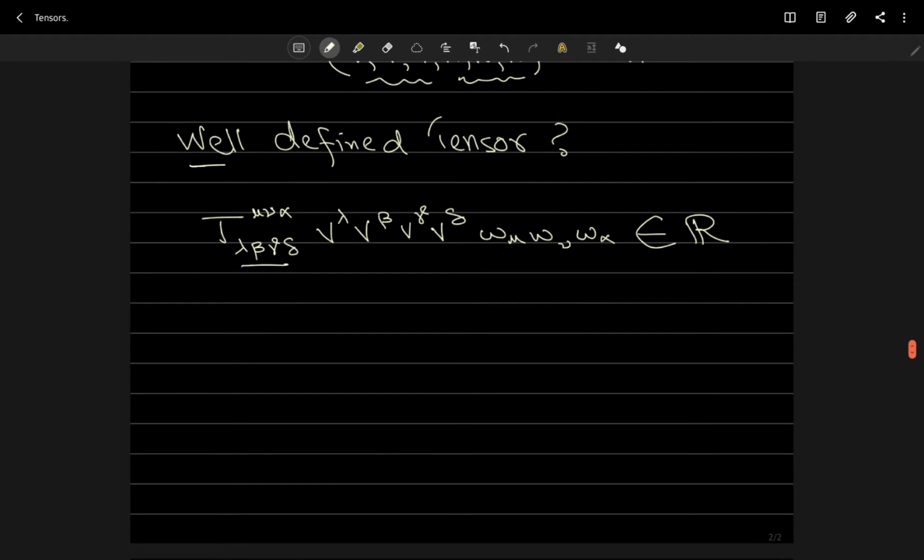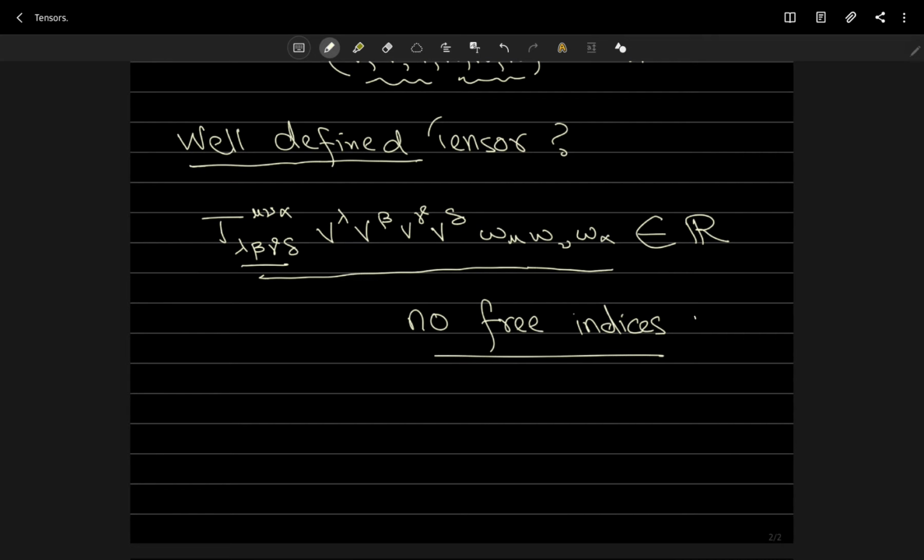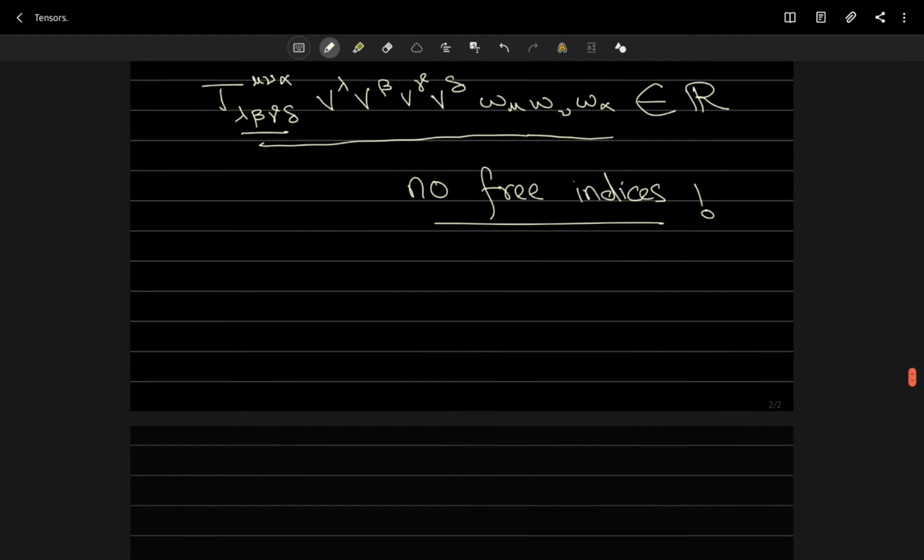Now again, a well-defined tensor is something like this, but what is so special about it? If you look long enough, you will realize that it has no free indices. All the indices have been used. You could compare and contrast this with something that we call a starving tensor. So let me write this down over here: compare your well-defined tensor with something called a starving tensor.